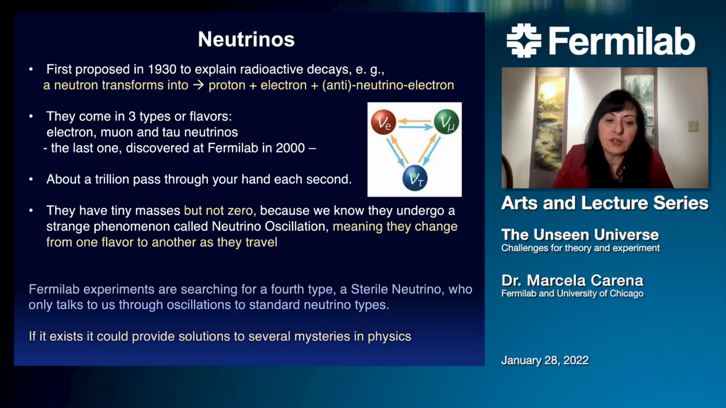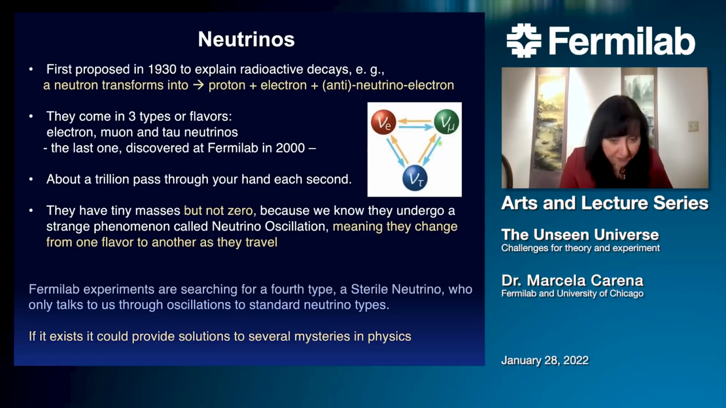So Fermilab experiments are actually searching for a fourth type of neutrino, what we call a sterile neutrino. There could be even more types of sterile neutrinos, but at least one. And this neutrino only talks to us through oscillations, through mixing, through interactions with the standard neutrino types that we have seen. Okay, they also talk gravitationally, but because they are usually so light, the interaction would be small.